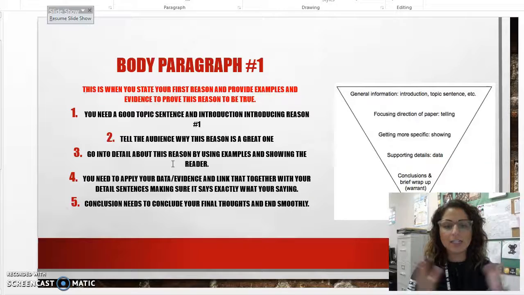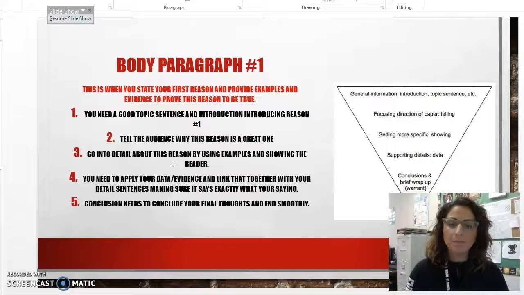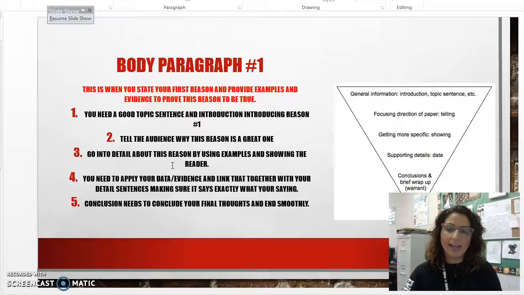Now, students, let's not get it confused. Examples are not the same as evidence, okay? You want both. You want to make sure that your examples come from you, maybe what you've experienced, and then your evidence comes from elsewhere. So let's keep that in mind as well. And then you conclude with your final thoughts, and you make sure it transitions smoothly into your next body paragraph. And then body paragraphs 2 and 3 will also follow this method.